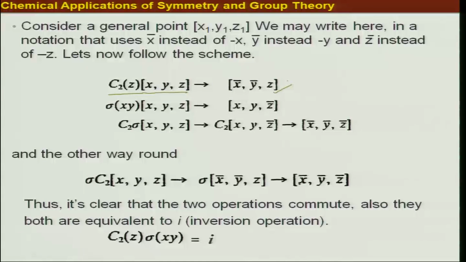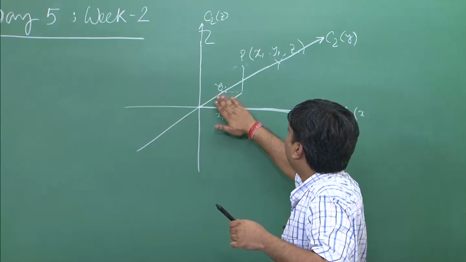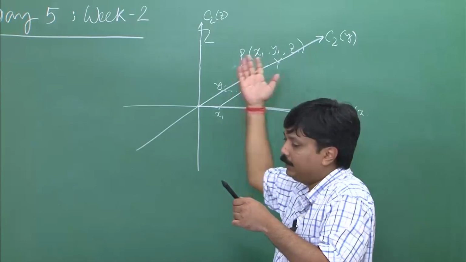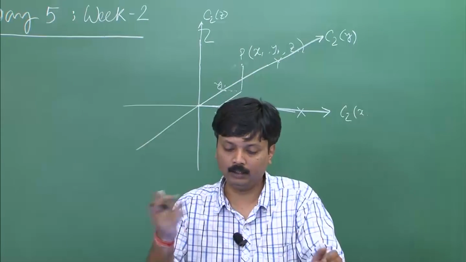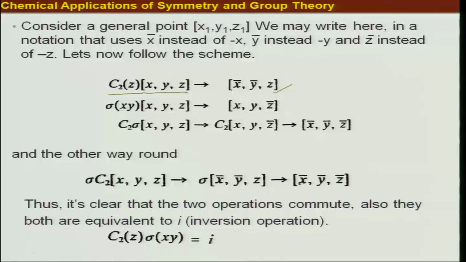And if we operate sigma xy, which is a plane on this xy plane, z is not in the plane of the reflection. So z will be the only thing which gets reflected. So I get z bar, but x and y will not change their positions, correct? So I got this one. Now I have to combine C2 and sigma xy. Upon doing that, ultimately I get this x bar, y bar, z bar.